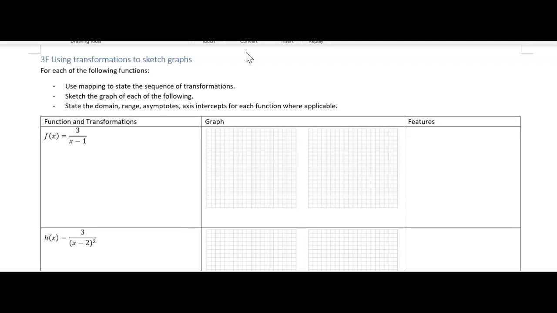Okay, so the first function we have is a hyperbola. In this spot here, we're just going to draw the basic hyperbola. And that's not it, I was about to draw a truncus. Silly Billy. All right, there's our hyperbola.